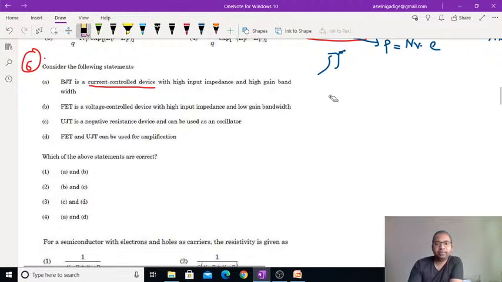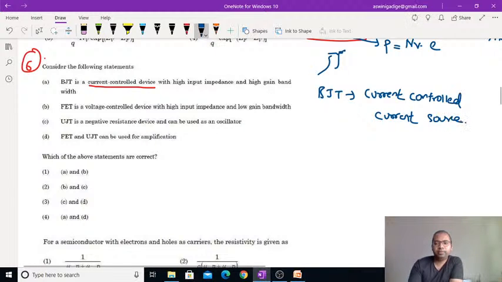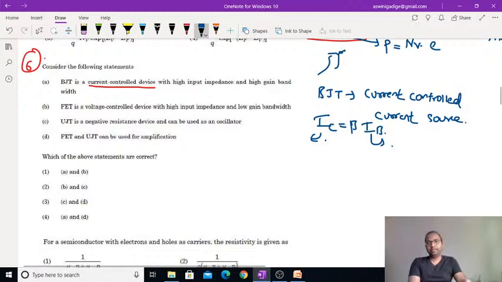BJT is a current controlled current source. Okay, BJT can be taken as a current controlled current source. Why? Because we usually take IC equal to beta IB. Based upon your base current, your output current, that is the collector current, is going to vary. So based upon this expression, we can say that BJT is a current controlled current source.